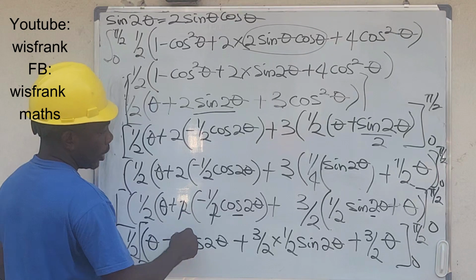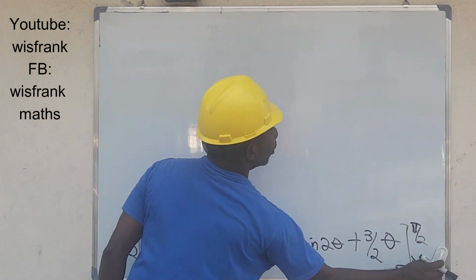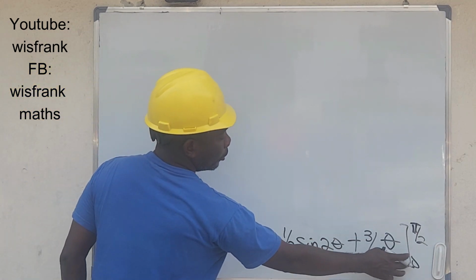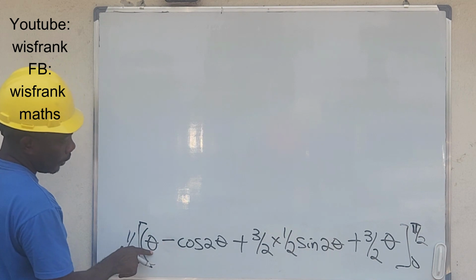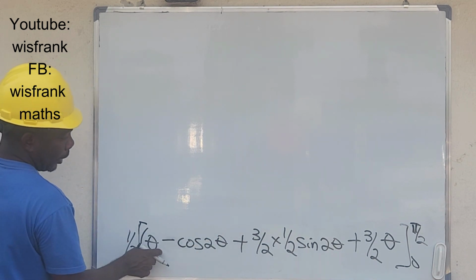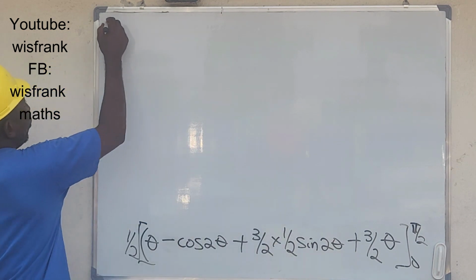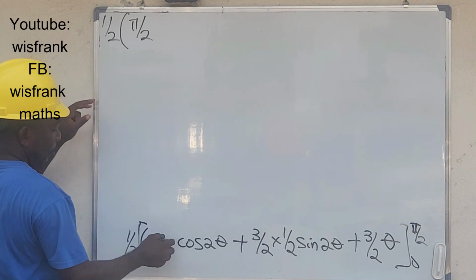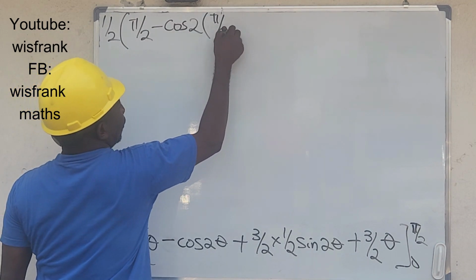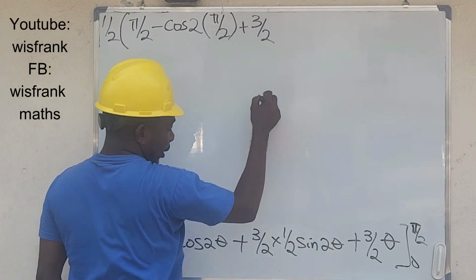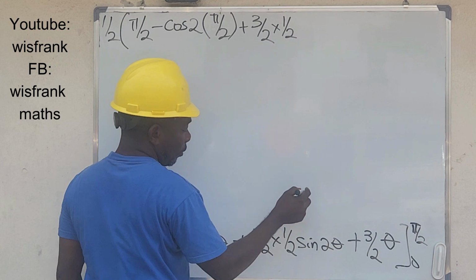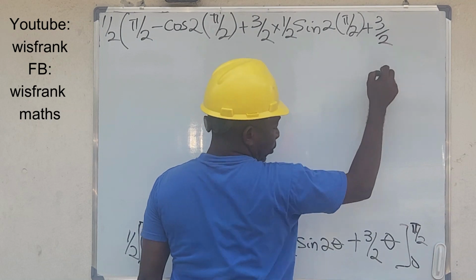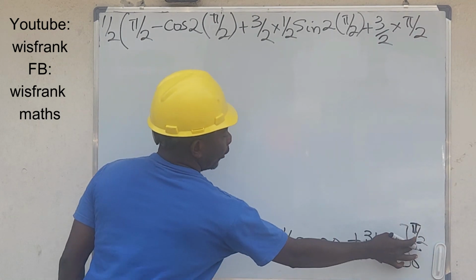So now what we need to do is clean the upper side for us to fit in. So we clean this. So this is the equation that we've gotten now. So the next step is for us to substitute the limit from 0 to pi all over 2. So anywhere we see theta, we take pi all over 2. So where we have theta, we put pi all over 2, then 0. So we have this as 1 all over 2. Open the parentheses, we have theta here. That will be pi all over 2 minus cos 2 pi all over 2. This is where we are. Plus 3 all over 2 times 1 all over 2 sine 2 pi all over 2. Then here plus 3 all over 2 times pi all over 2. That is for pi all over 2.